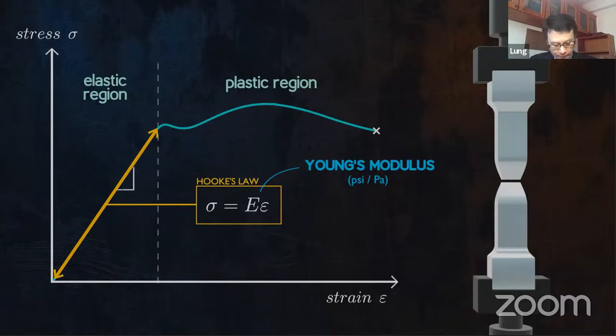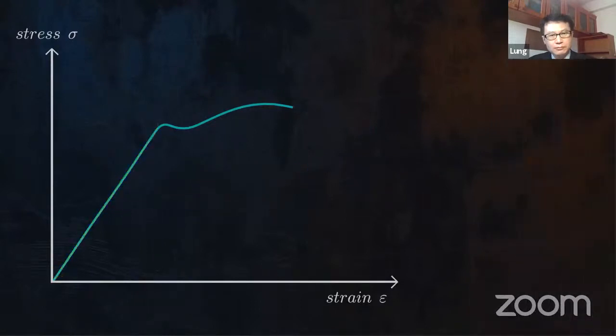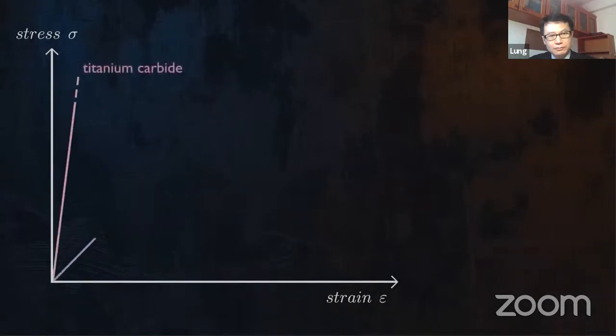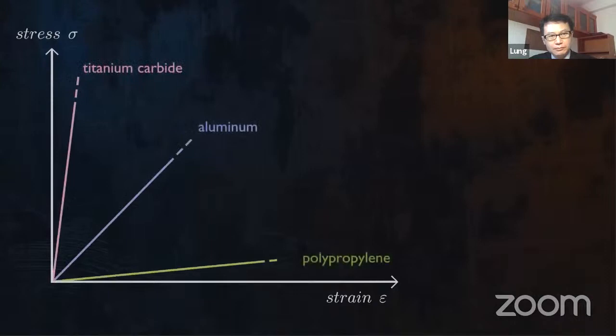We can also measure Young's modulus as the gradient of the slope in the elastic region. Young's modulus is essentially a measure of how stiff a material is. The higher the Young's modulus, the stiffer a material, and so the smaller the elastic deformations will be for a given applied load. If we perform tensile tests for a few different materials, we will notice that the slope of the stress strain curve is different for each of them.